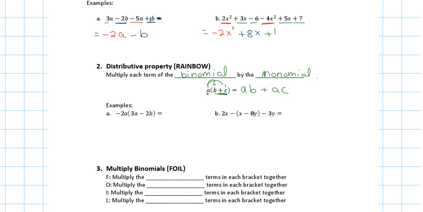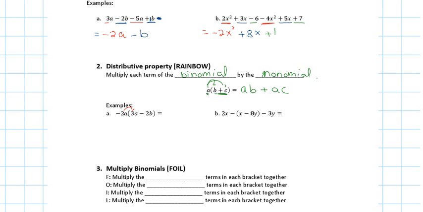So let's see what happens when I multiply negative 2a by 3a minus 2b. Because I have the negative 2a that's outside the bracket, I'm going to have to multiply that by the 3a. So what happens when I have negative 2a times 3a? It's negative 6a squared. Remember that a times a is a squared.